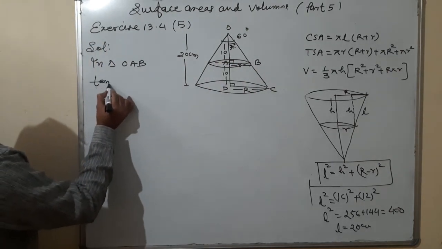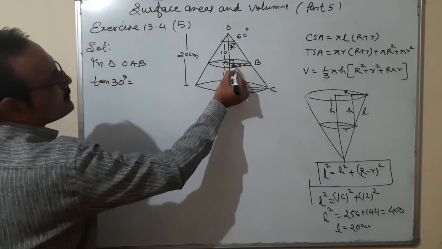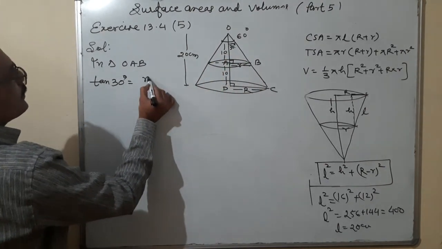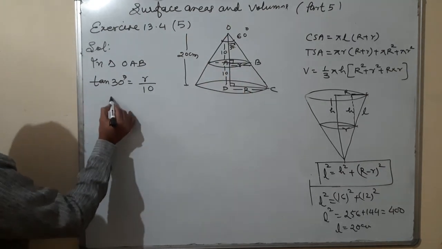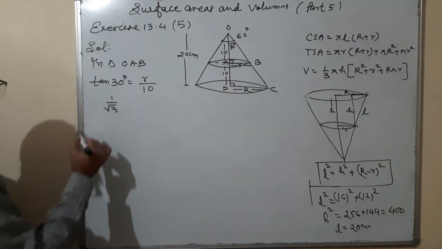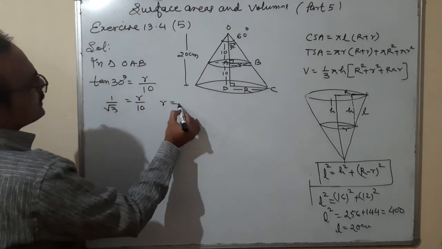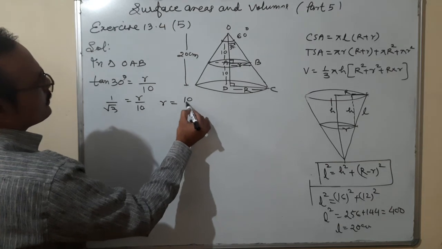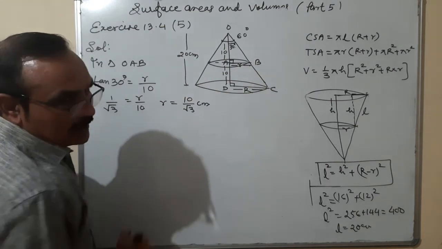Tan 30 is equal to perpendicular upon base. The perpendicular, opposite to 30, is r, and the base is 10. So the value of tan 30 is 1 upon root 3 by the trigonometric table, which is equal to r upon 10. Therefore r is equal to 10 upon root 3 centimeter. This we got, the small r.